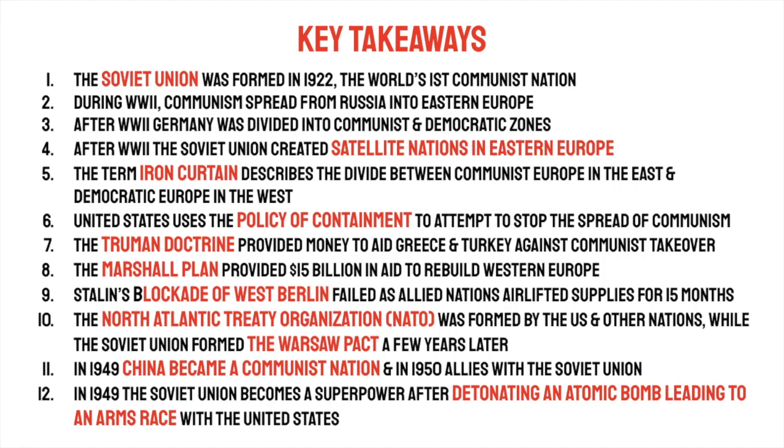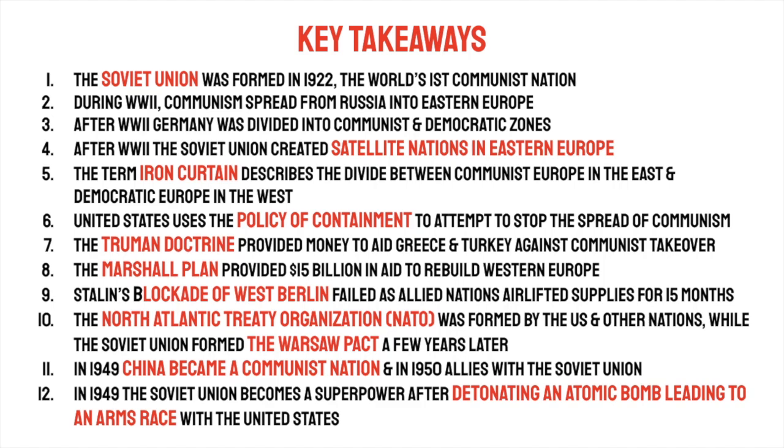The containment policy becomes the driving force of the United States during the early parts of the Cold War, to attempt to contain communism where it is. We're going to see examples of that with the Truman Doctrine, as well as with the Marshall Plan. The blockade of Berlin was Stalin's attempt to seize control of that city. We were able to defeat the blockade through the Berlin Airlift, as we spent 11 months sending supplies over to the West Berliners. NATO was formed by the United States and the Warsaw Pact by Russia.